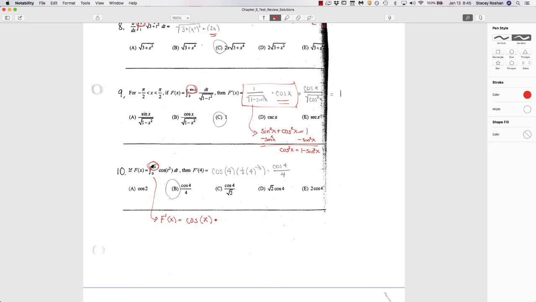So the derivative of x to the 1/2 is 1/2 x to the negative 1/2. So now if I put in 4, I'm going to have cosine 4 times 1/2, and then 4 to the negative 1/2 is the same thing as put that on the bottom and take the root, right? And so I have 2 times 2 is 1/4 cosine 4, and that's my answer.